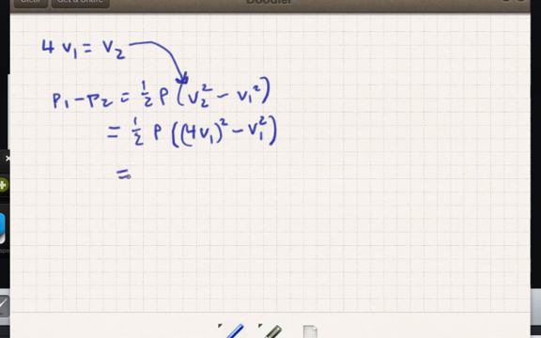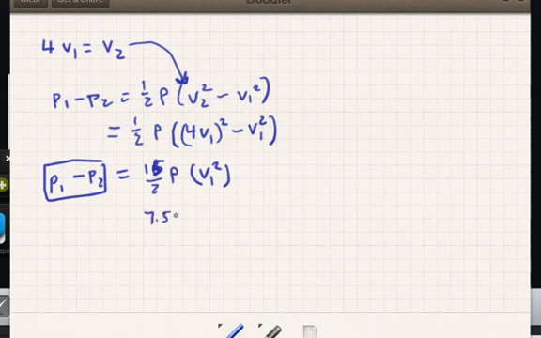So we have 16 over 2 times rho. Oh, excuse me, I don't know where I got that 16. 16 minus 1 is going to equal 15. So 15 over 2 rho times V1 squared equals this difference, P1 minus P2. Okay, so we've got the difference. It's equal to 15 over 2, or 7.5 rho times V1 squared. So we sort of need to know what V1 squared is.